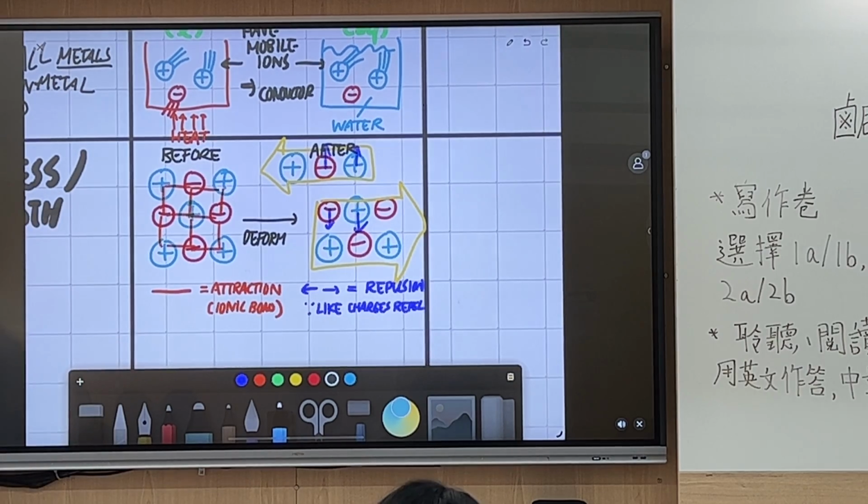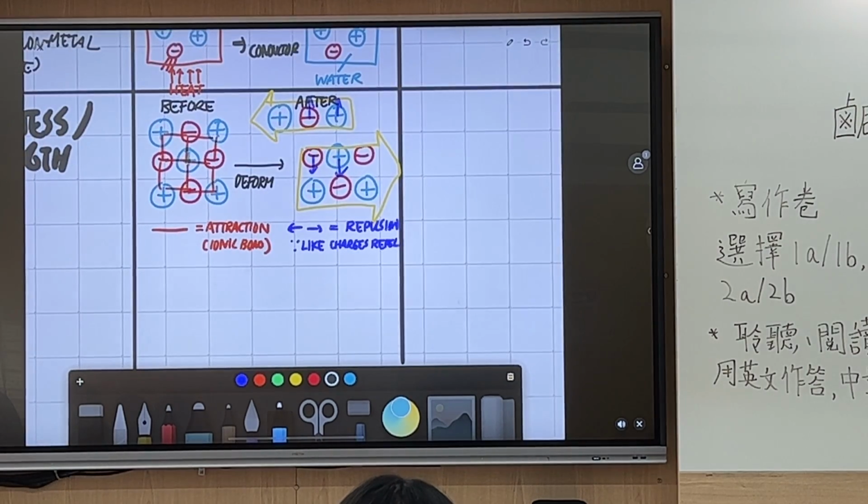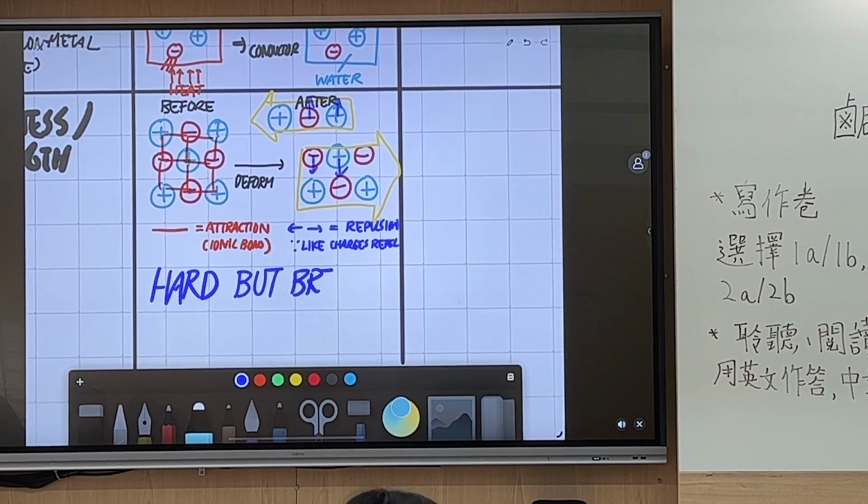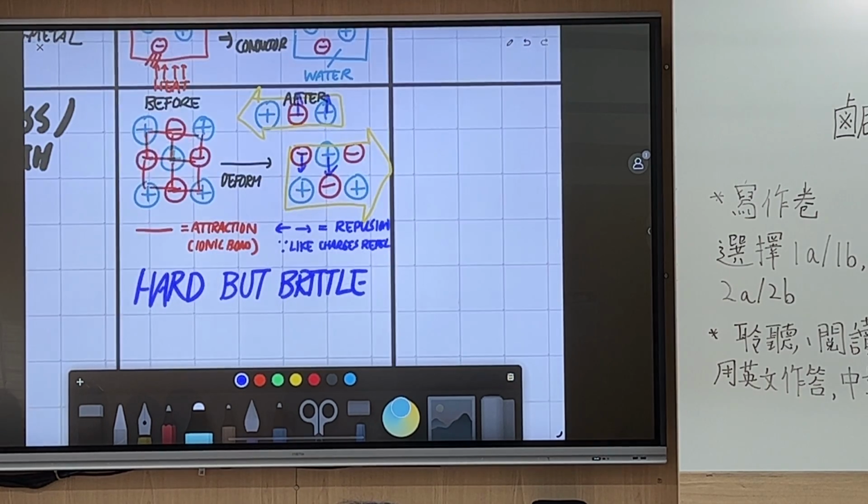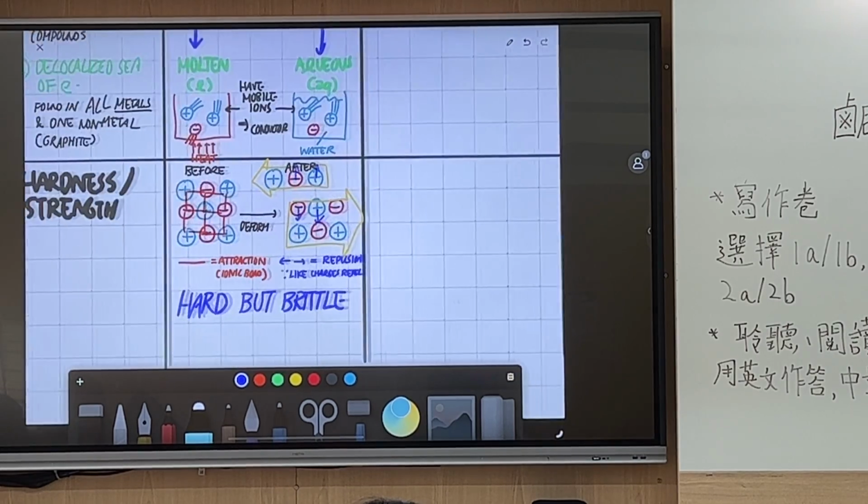So the words we use to describe ionic compounds, you still have to put this down, is that they are hard but brittle. Brittle means they break easily. Okay? They break easily because the attraction will become repulsion as you deform it. So you don't want to make something very useful out of an ionic compound because it will just break easily.